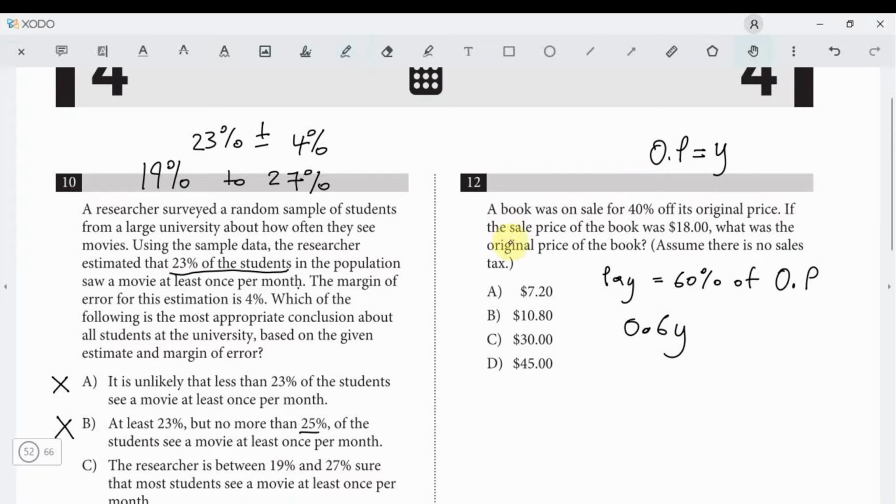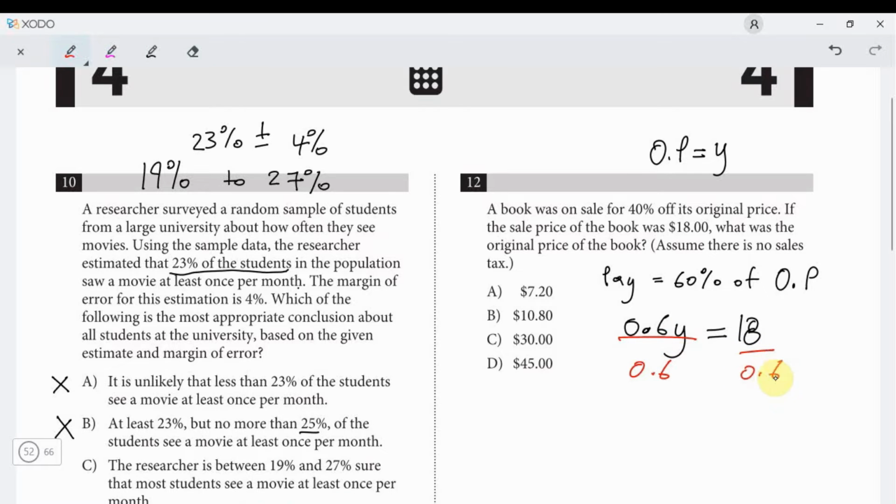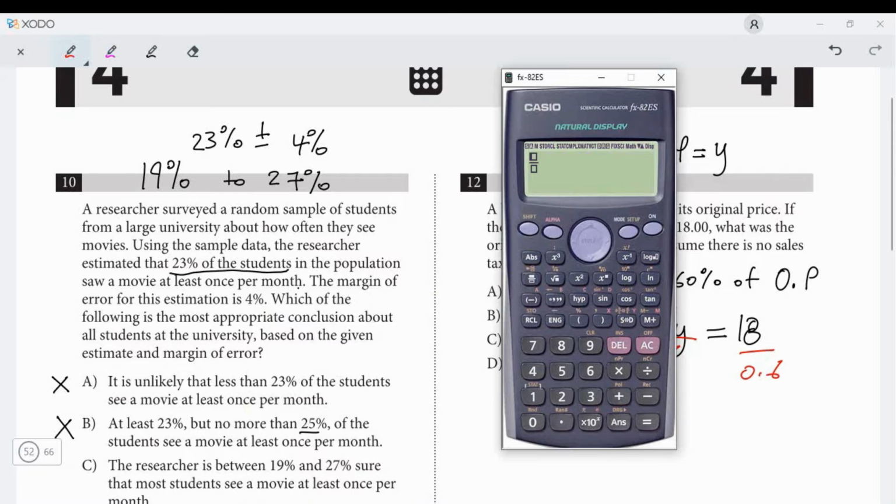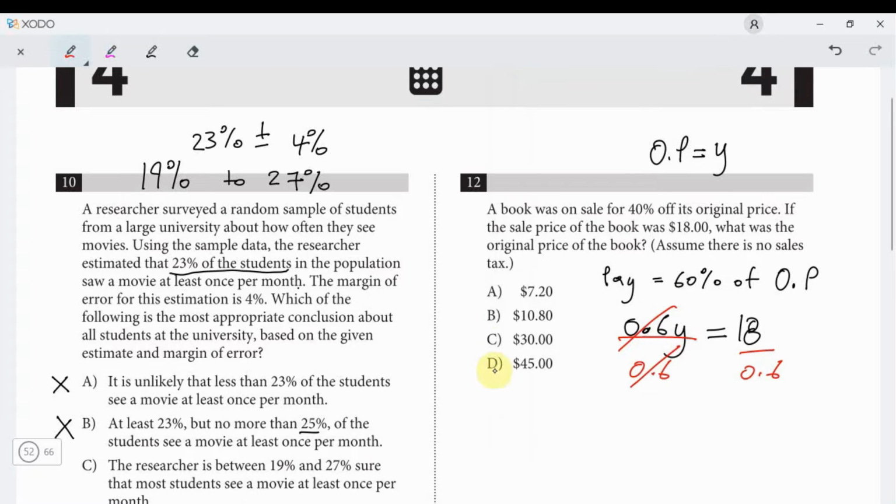And then they tell us that the sale price for the book was 18. So the 60% that we pay is just $18. What was the original price? In other words, find Y. So all we have to do now is divide both sides by 0.6. So 18 divided by 0.6, you put that into your calculator, that's 30. Easy. That's $30. Nice.